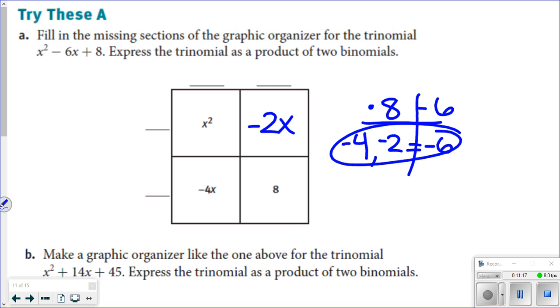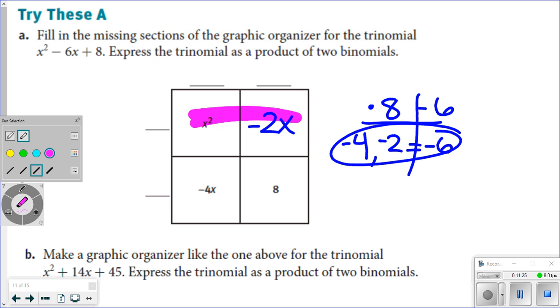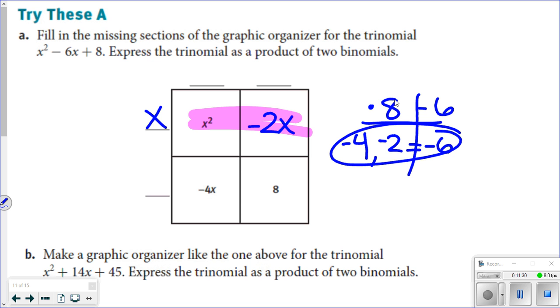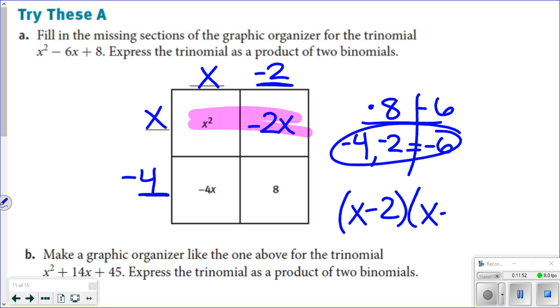So let's look at the greatest common factor between x squared and negative 2x. Right here. They share an x. X times what is x squared? X times what is negative 4x? X times what is negative 2x? And then when I multiply negative 4 times negative 2, we get that positive 8. So it would be x minus 2, x minus 4.